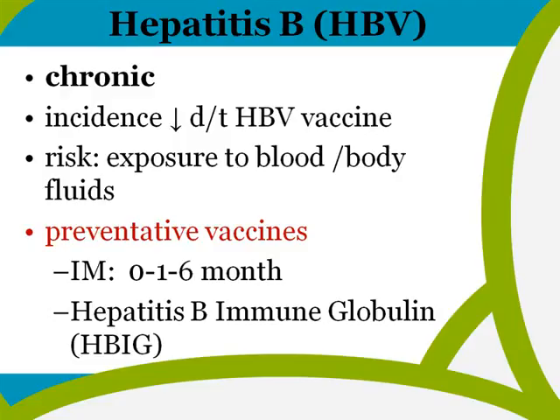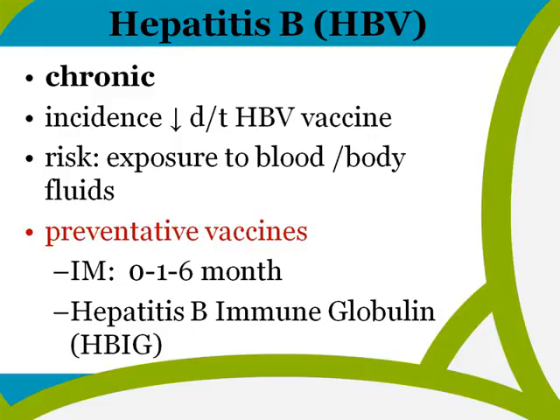The risk for hepatitis is increased with exposure to blood or body fluids that may contain blood. So an interesting little thing to note about hepatitis B is it can live outside the body up to 7 days, which is kind of scary. So it can live in dried blood that long. Thankfully, we have the preventative vaccines as healthcare providers that are 95% effective.